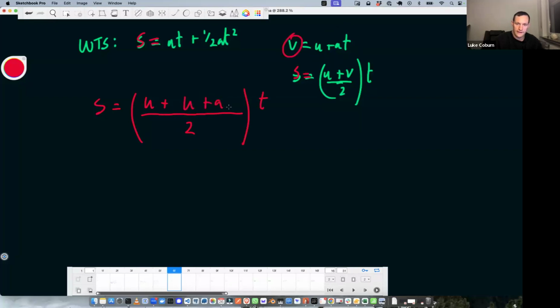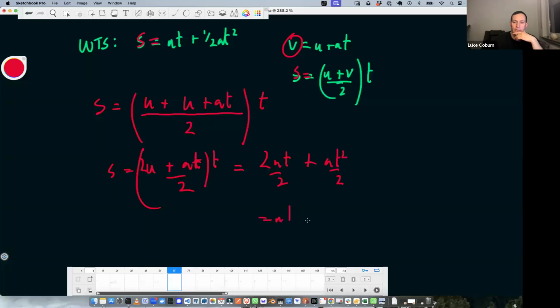So u plus at. And then S is equal to (2u plus at) times t, and then still divided by 2, and that's going to be 2ut over 2 plus at squared over 2. In other words, ut plus a half at squared.